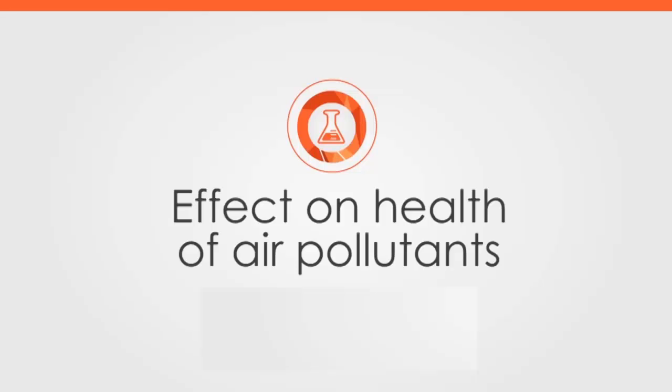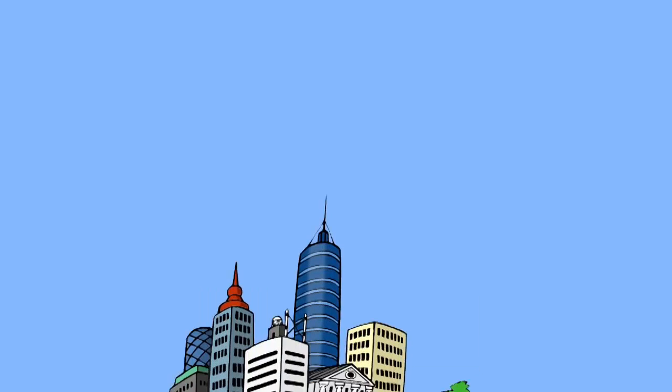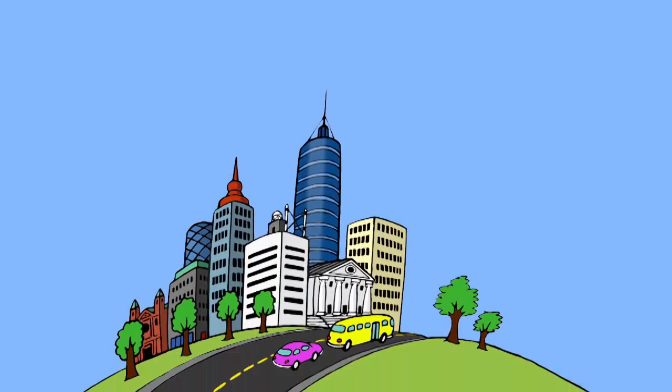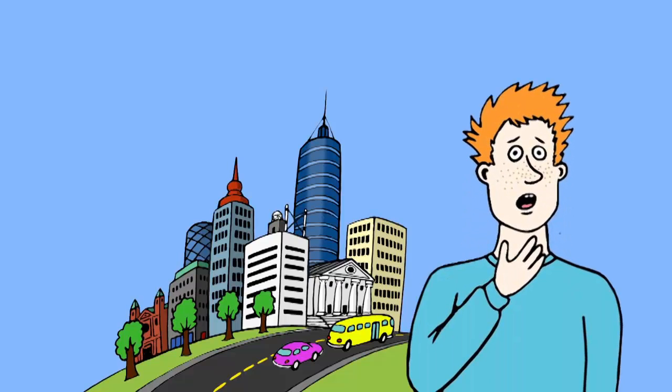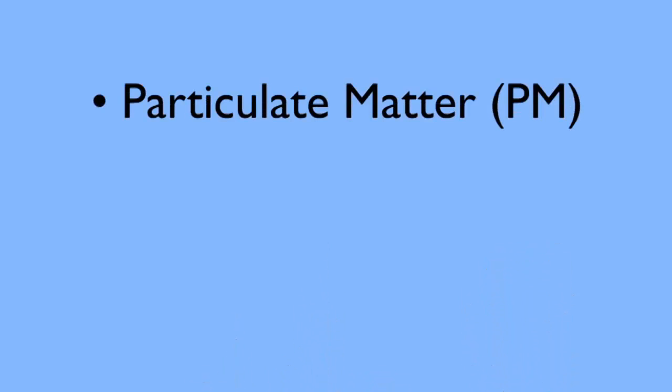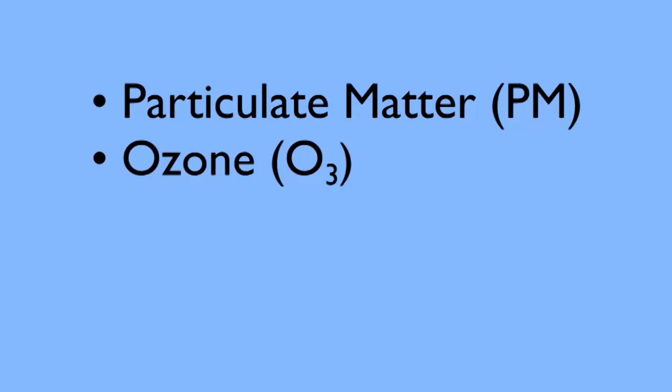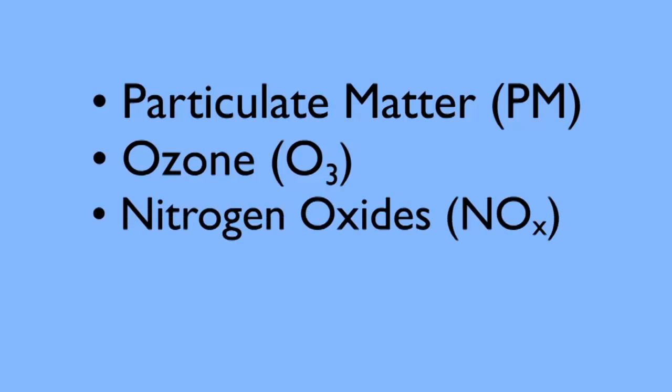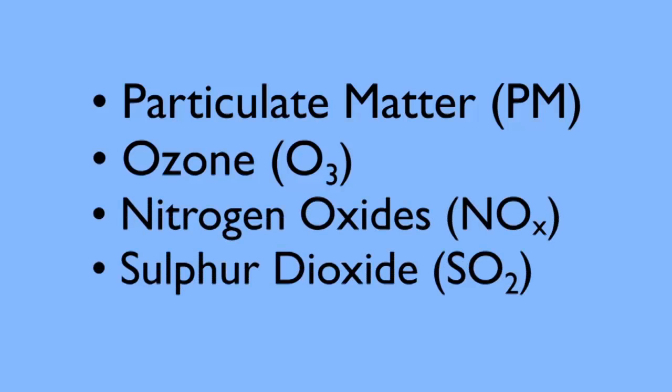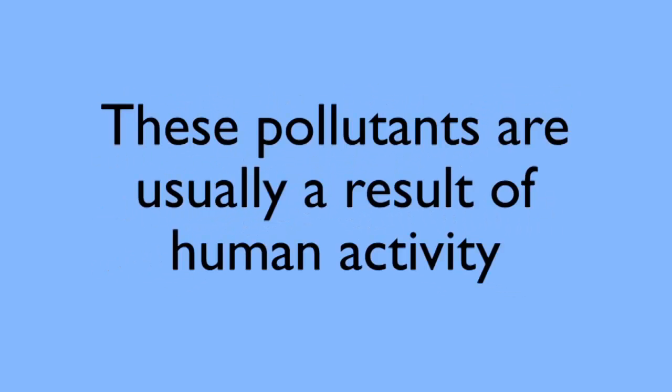In this video, we are going to learn about the effects on our health from a range of air pollutants. If you live in the city, you may already be aware of the effects of air pollution on your health. You may already have had some breathing discomfort or painful eyes. The ones that we'll be focusing on in this video are particulate matter, called PMs, ozone, O3, nitrogen oxides, and sulfur dioxide. More often than not, these pollutants exist as a direct result of human activity.